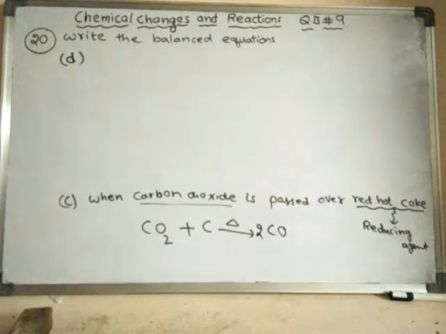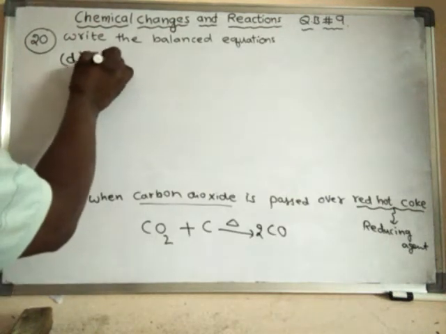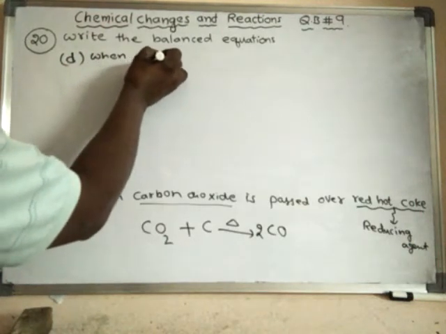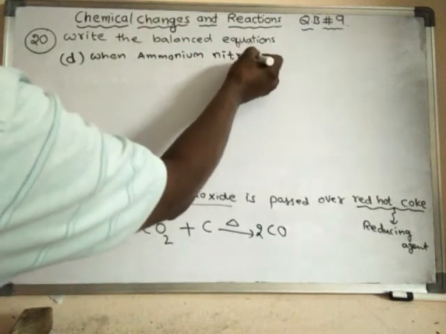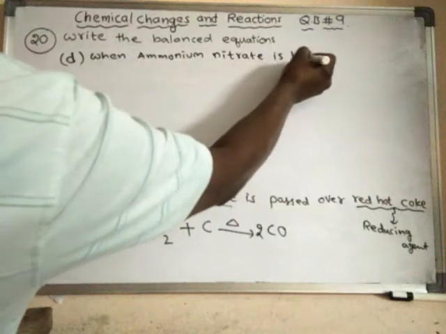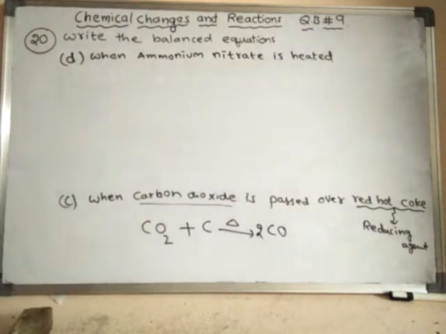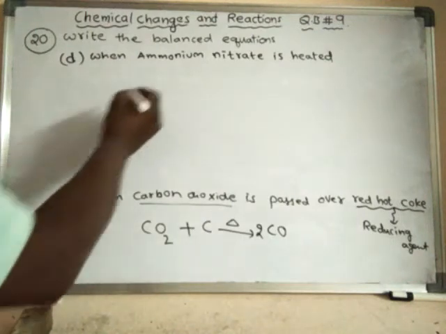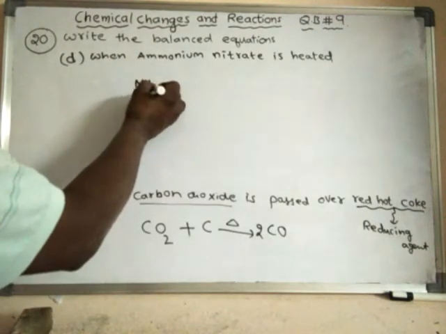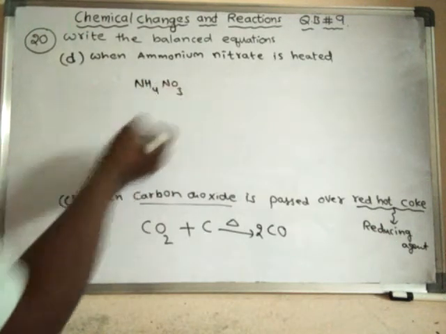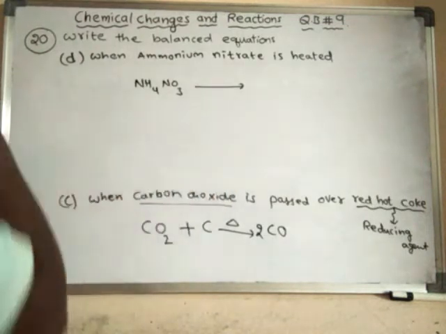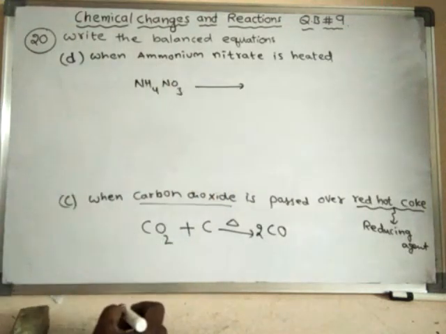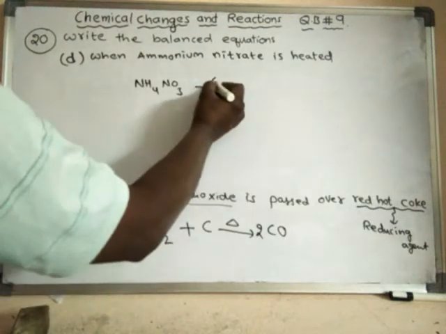What is D? When ammonium nitrate is heated. So what is the formula of ammonium nitrate? NH4NO3. When it is heated, what happens? Ammonium nitrate is used in explosives. So when it is heated, what happens?